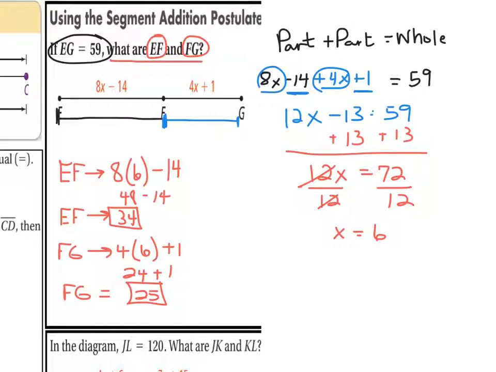One way I can check my answer here is, if you remember, these two are the two parts. So 34 and 25 had better add up to equal the whole, which is 59. And if I add those two together, that checks out. Okay. All right, let's look at the second example now.